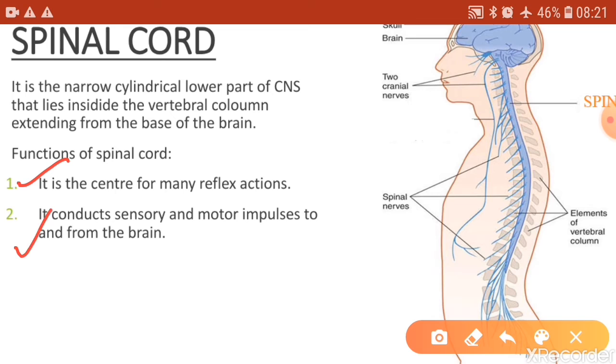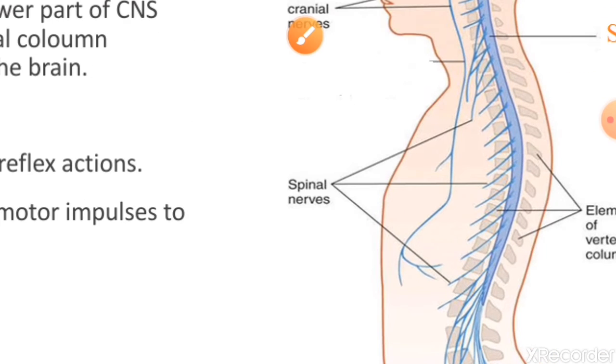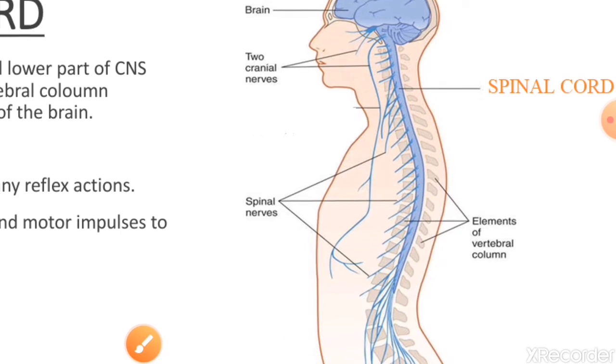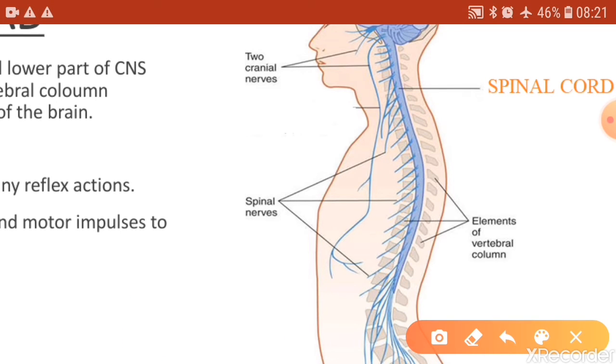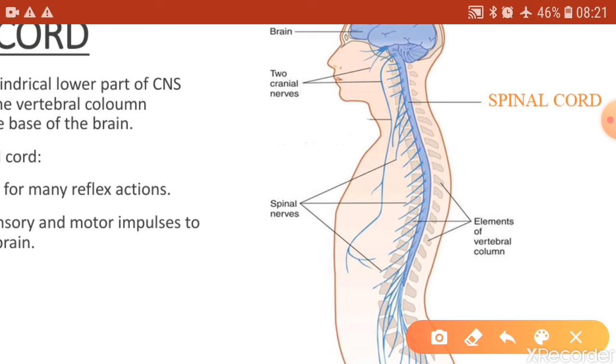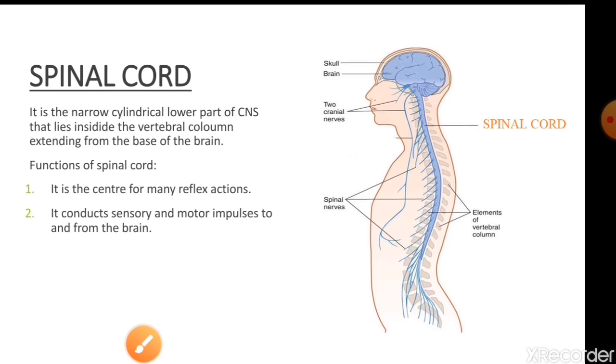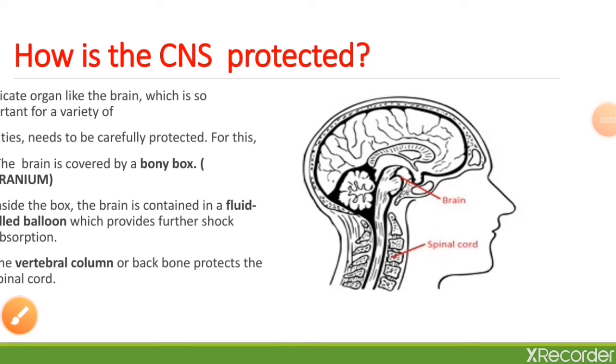The next important function of the spinal cord is that it conducts the sensory and motor impulses to and from the brain. As you can see in this diagram, there are nerves, which are part of the peripheral nervous system. So the spinal nerves that you can see here will be carrying the sensory information to the spinal cord, and from the spinal cord the sensory information is taken to the brain for interpretation and analysis. And once the interpretation is done, the response that is generated will again be taken to the spinal cord, and from there through the motor neurons, it is taken to the effector organ.